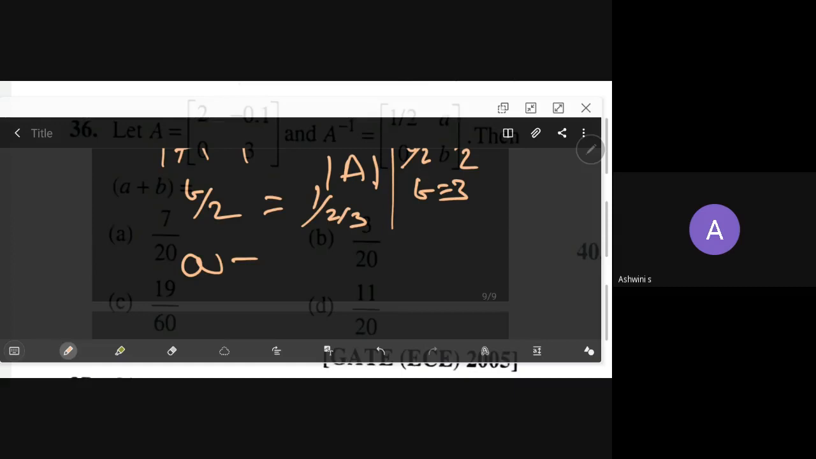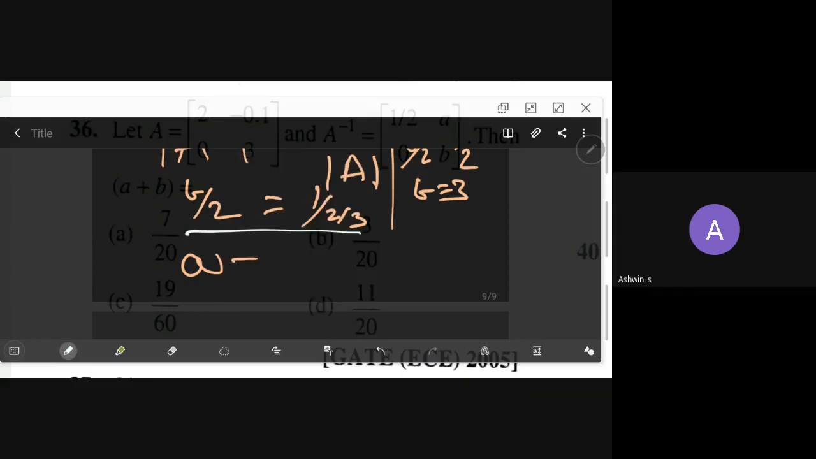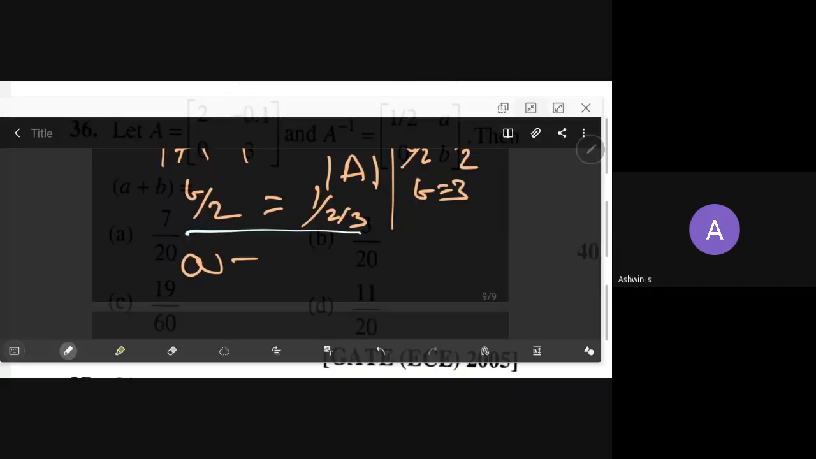Is this right first? So determinant of A is 2 into 3, no? So 6 minus 0 should be 6. Oh, sorry, that is 2 by 3 I wrote. Yes, 6, sir. I made a mistake here. So B by 2 is equal to 1 by 6. So B is equal to 1 by 3. Yes, sir. Right, B is 1 by 3.